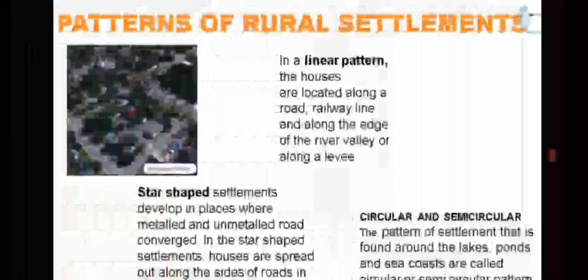Pattern of rural settlement. We divide rural settlements into rectangular pattern, linear pattern, circular or semicircular pattern, star-like pattern, triangular pattern, T-shaped, Y-shaped, cross-shaped or cruciform settlement, and nebular pattern. Rectangular patterns of settlement are found in plains or valleys. The roads are rectangular and cut each other at right angles.